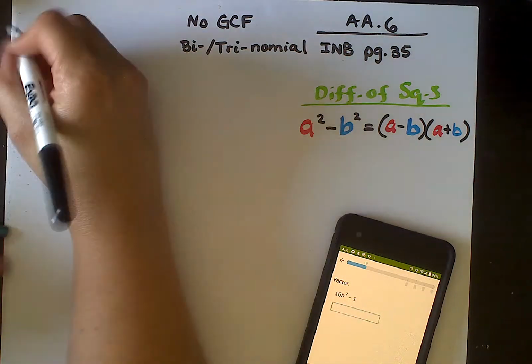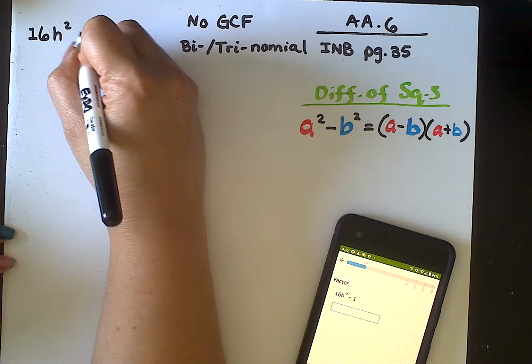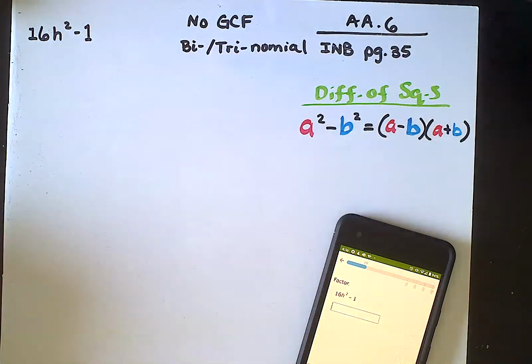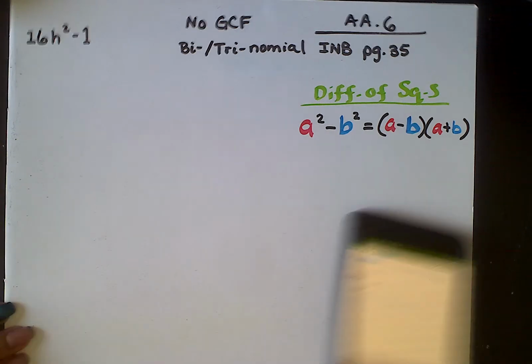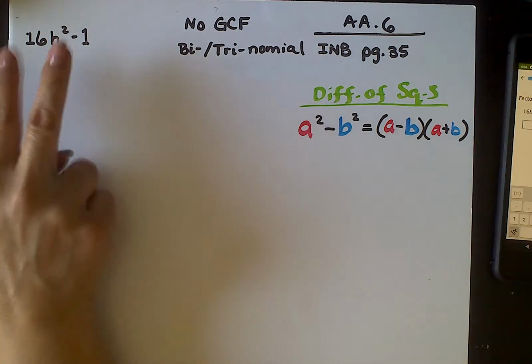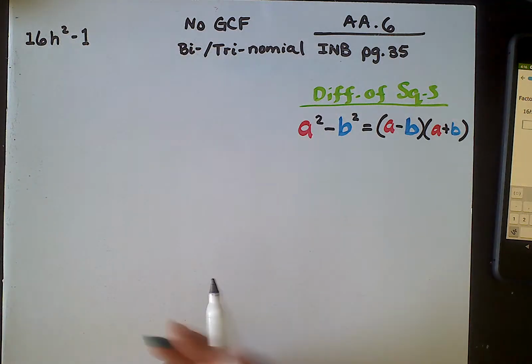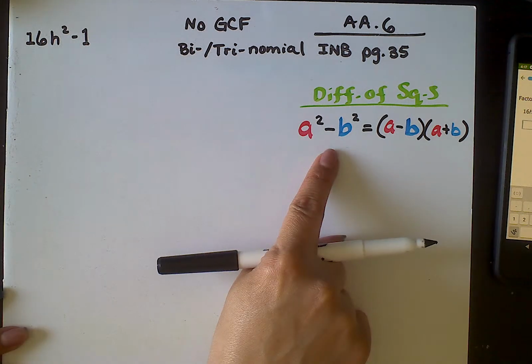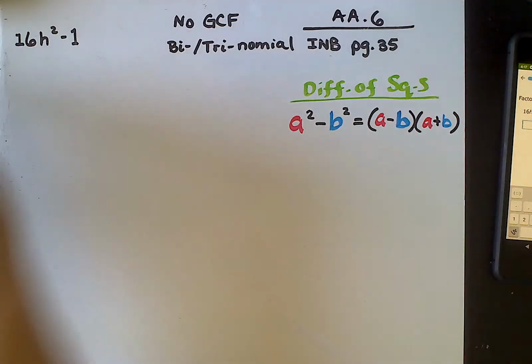All righty, so here I have 16h squared minus 1. I would take a look and check to see if I have a GCF, which I do not. And then I would check whether I have a binomial or trinomial. Two terms, I have a binomial. Now, do I have the difference of squares? Well, I think I could rewrite it.